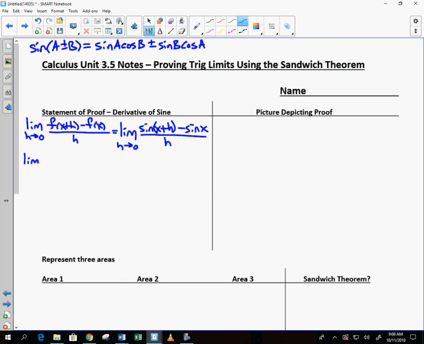So let's expand this sum of two angles. We have the limit as h goes to 0 of, what would sine of x plus h become? Sine of x times cosine of h plus sine of h cosine of x minus sine of x all over h.